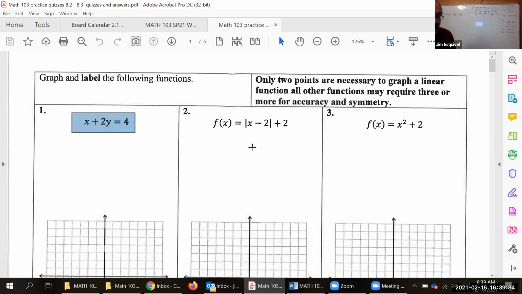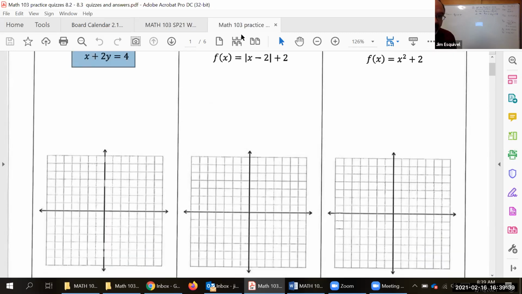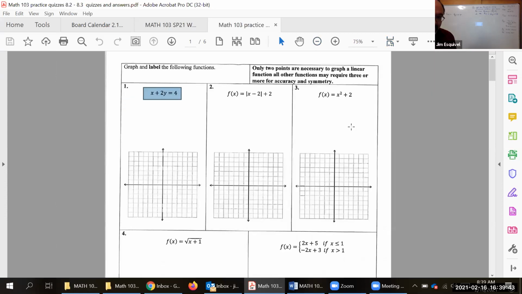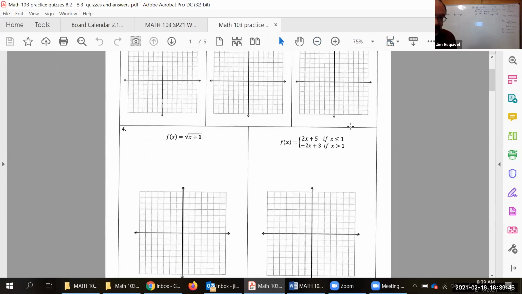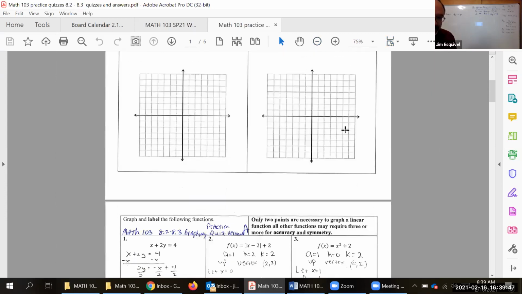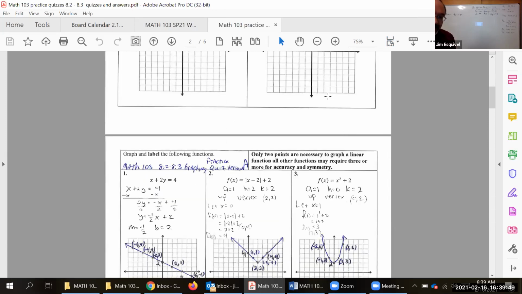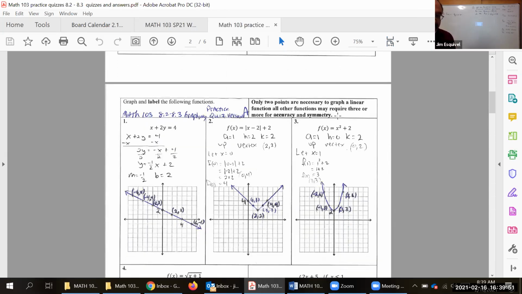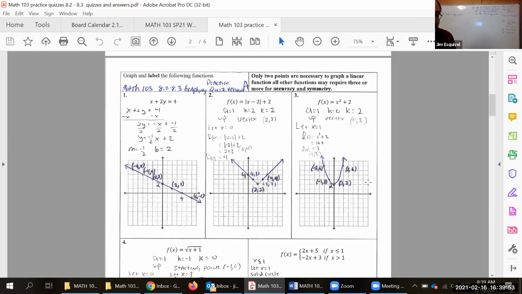And then today you're going to learn how to graph and label the rest of these things. But there are 5 problems. And you're going to graph and label, graph and label, graph and label, these 5. And then right after that page, you get the solution. Basically what I'm looking for.